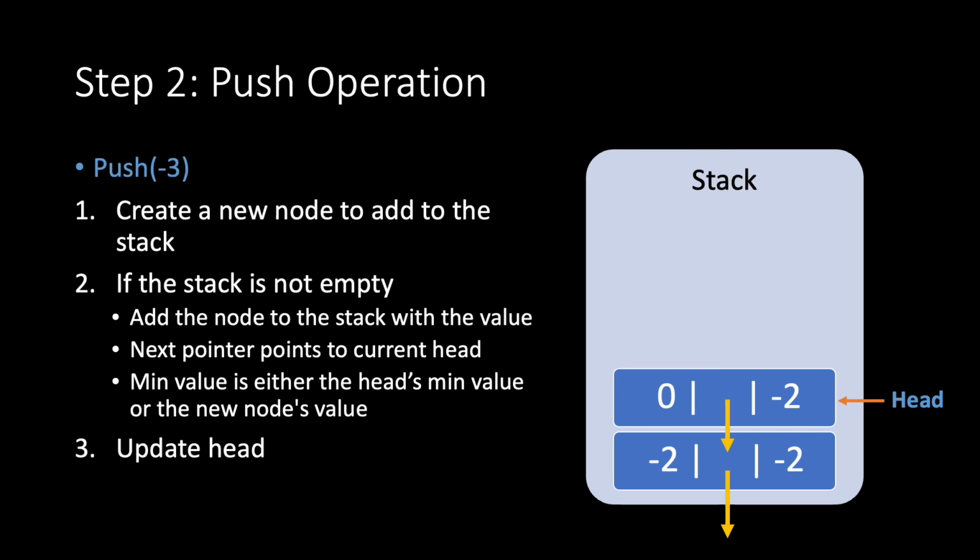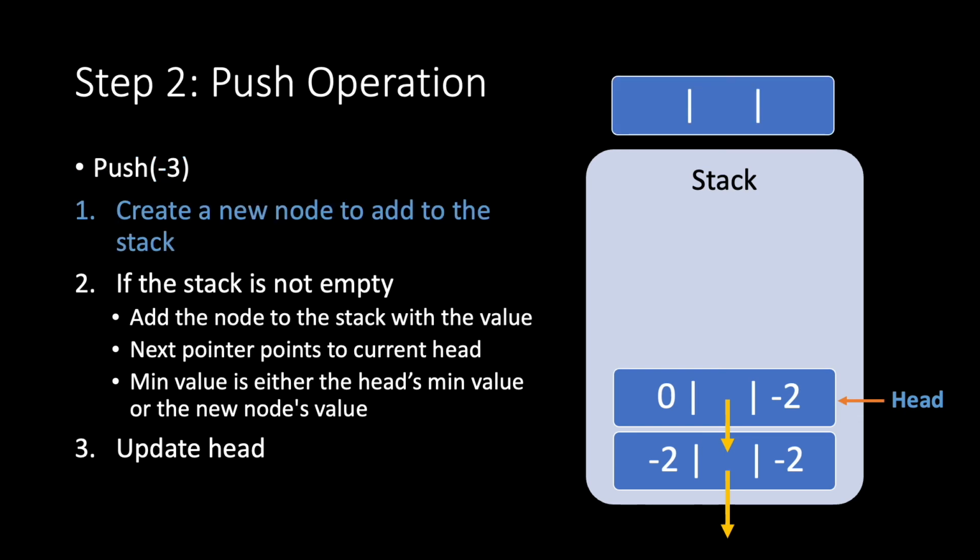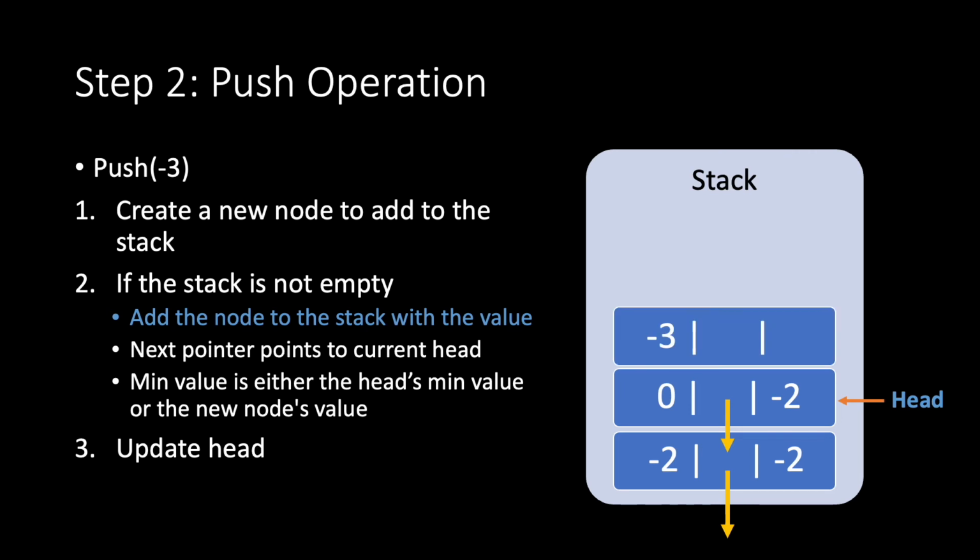Let's add another element. We can create a new node, and the stack is not empty. So we add the value to the node, -3 in this case, and add the node to the stack, and the next pointer points to the current head, and the minimum value is either the head's minimum value, in this case -2, or the new node's value, in this case -3. -3 is smaller, so we're going to add -3 to the minimum variable in the new node, and then we're going to update the head to the top of the stack. So that is basically the push operation.